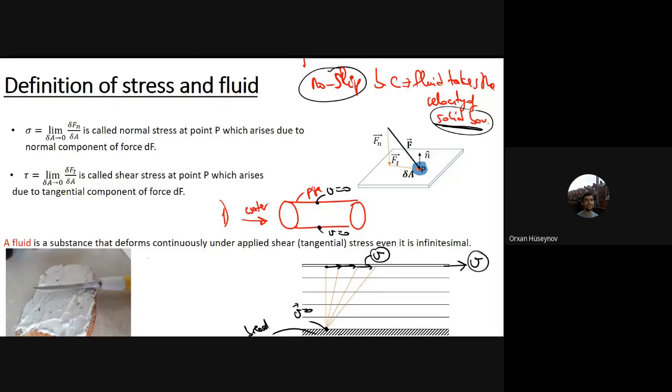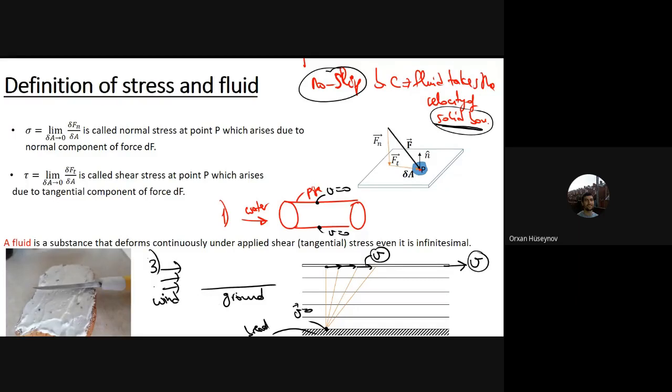This is the no slip boundary condition. Let me give you one more example and finish. So one more example, it can be that, let's say this is the ground and wind blows over the ground. This is the wind, okay?